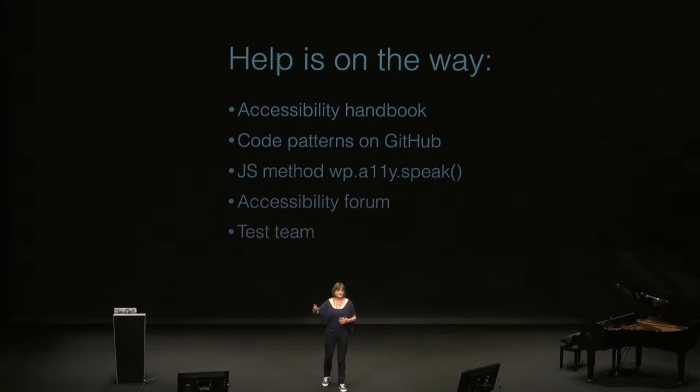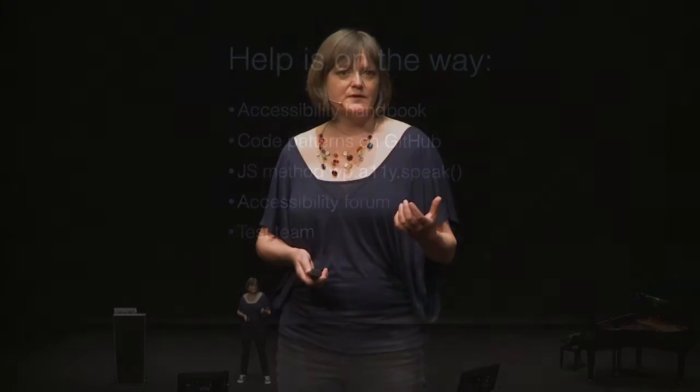We have code patterns on GitHub. We developed a JavaScript method called wp.a11y.speak. What you can do with this JavaScript method is tell a screen reader user what's dynamically changing on the site, because a blind person can't see what's changing. So with this method, you can tell the screen reader user what's changing on the site.